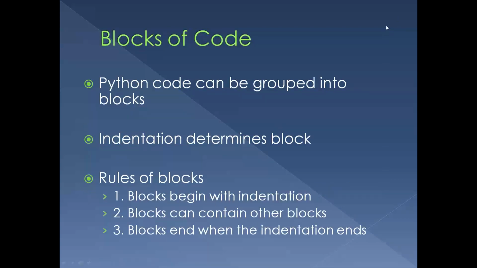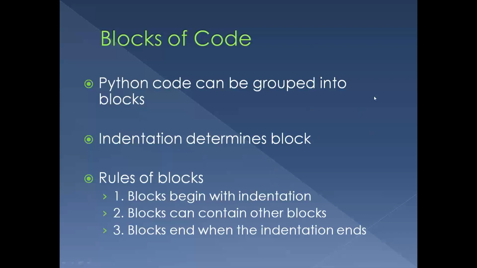Blocks of code. Python code can be grouped into blocks, just like any programming language. Indentation determines the block. That's one of the things that makes Python different than other code. So the rules: anything that is indented the same is going to be a single block. Blocks begin with an indentation. Blocks can have blocks within blocks, right? So you can indent and then indent again. Blocks end when the indentation ends, right?